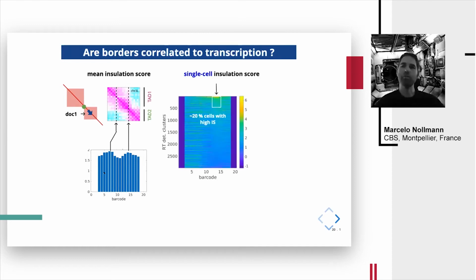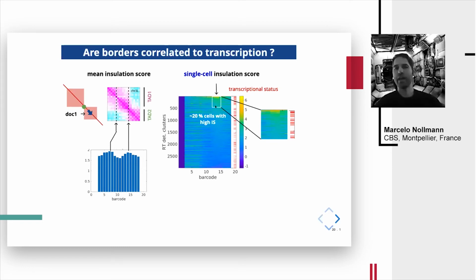We can do the same in single cells. And the way this is represented here is that each row represents a different cell, and the color code represents the insulation score. So yellow represents very high insulation scores, so the two dots are very segregated. Blue represents very low insulation scores, which means these two dots are probably fused. We can, of course, also represent the transcription status. Here, red means on, white means off. And if I zoom into this region at the top, it contains the cells with the highest insulation scores.